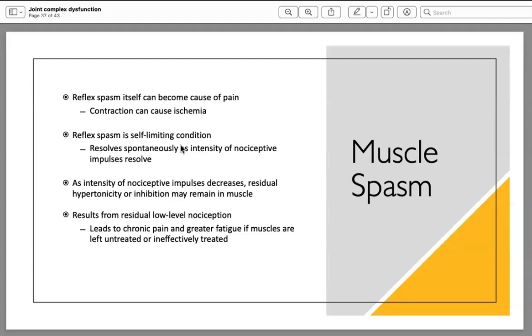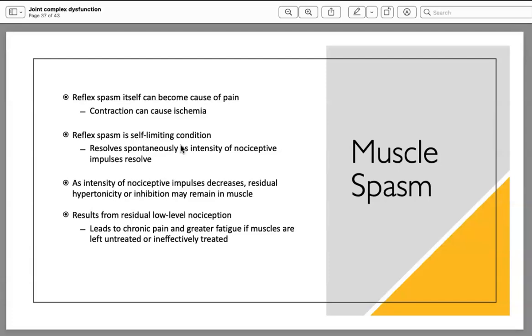So maybe you've heard a chiropractor, I've said this before too, say that sometimes that reflex spasm from that microscopic injury can itself become the source of pain. That reflex muscle spasm is a self-limiting condition. It usually resolves spontaneously as the intensity decreases from those nociceptive impulses.